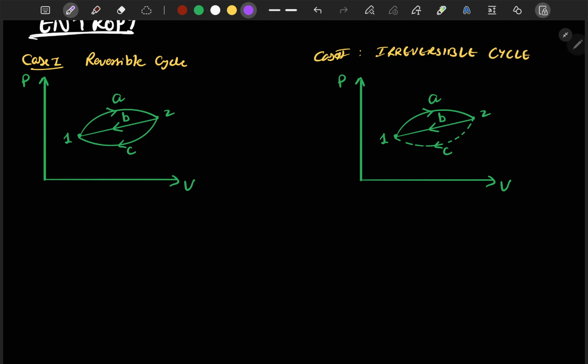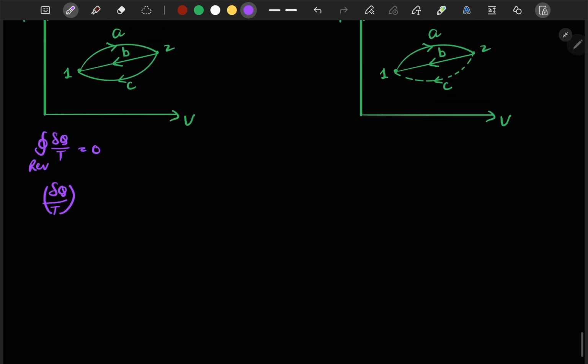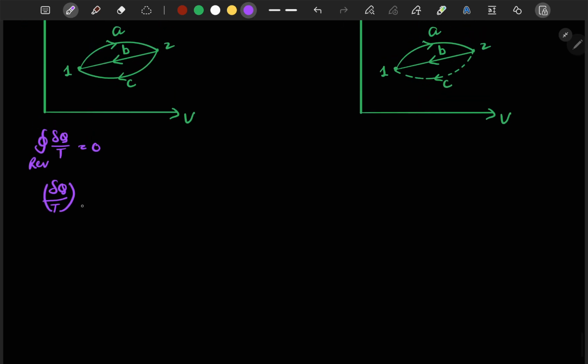Okay. Now what we will do, we will apply the same cyclic integration of del q by T, but for a reversible process we know that its value is 0. It means that del q by T in process 1A2 plus del q by T in process 2B1 equals 0, and here we have considered this as cycle 1. This is for cycle 1A2B1.